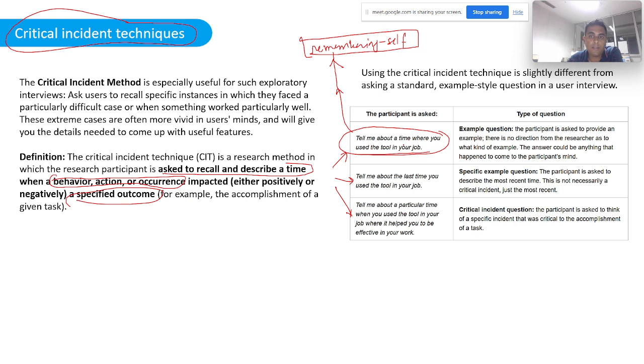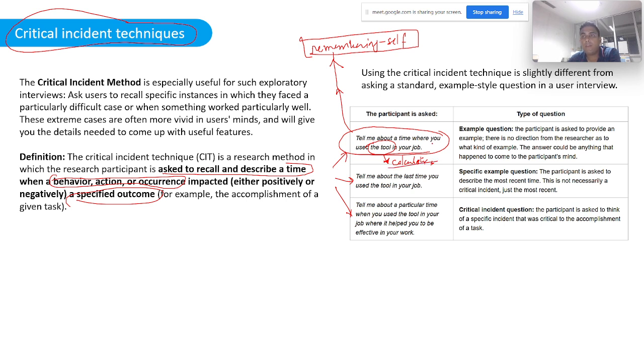The first question is, tell me about a time where you used the tool in your job. So that means we are talking about a particular tool. For example, the tool can be a software tool, let's say a small mobile application, for example, a calculator tool. Okay. Now we are asking that particular person, tell me about a time where you used a calculator in your job. So there are a lot of incidents where the person has used the calculator.